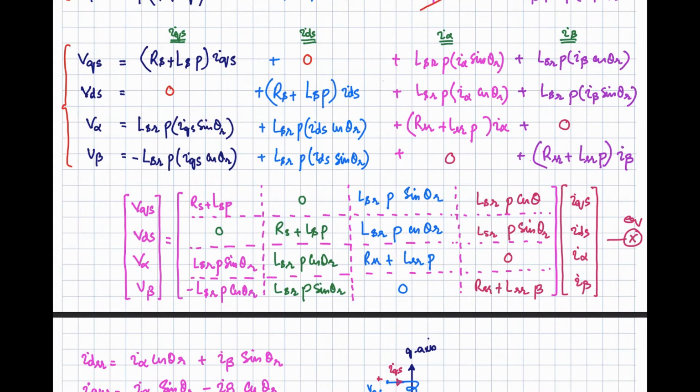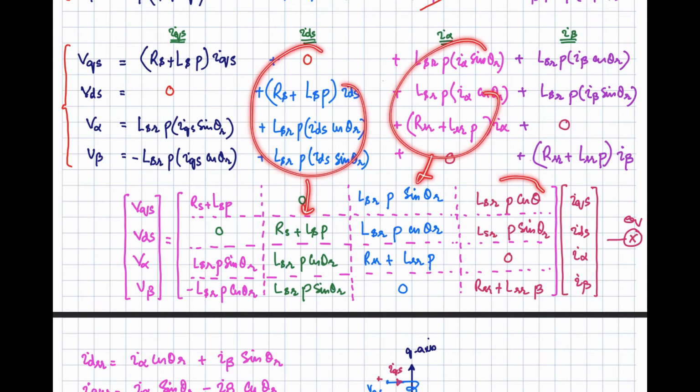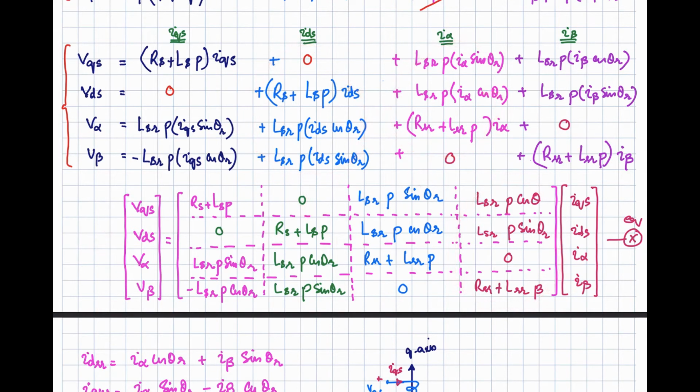Similarly over here, LSR into the derivative, into sine of theta r. You can also write LSR sine of theta r into the derivative of the IQS. So writing all of these in the matrix form, you are going to get this matrix for the voltages across the D axis and Q axis windings, and the alpha axis and beta axis windings, and those are related in terms of the IQS, IDS, I alpha and I beta. And here are the relating terms, how the inductances are going to vary.